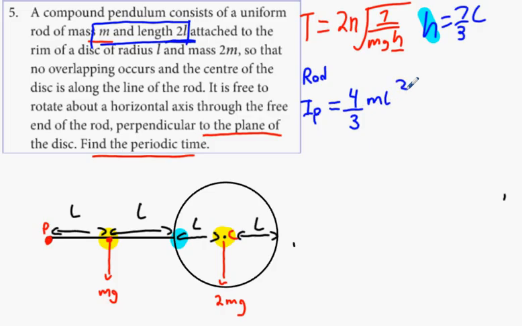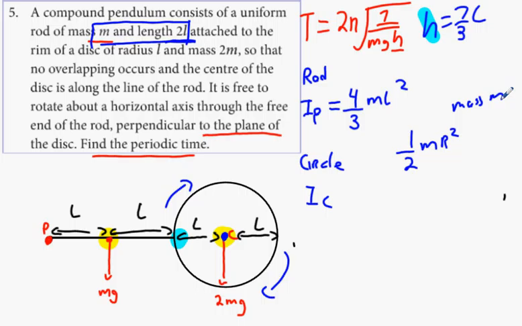Now we go on to the circle and we're going to do I_C, how it rotates around its center. Okay, and how does it rotate around its center? A half mr squared. The formula is a half mr squared for a mass m, radius r. What do we have? Mass 2m, radius L. So it's going to be a half times 2m times L squared, which is simply mL squared.